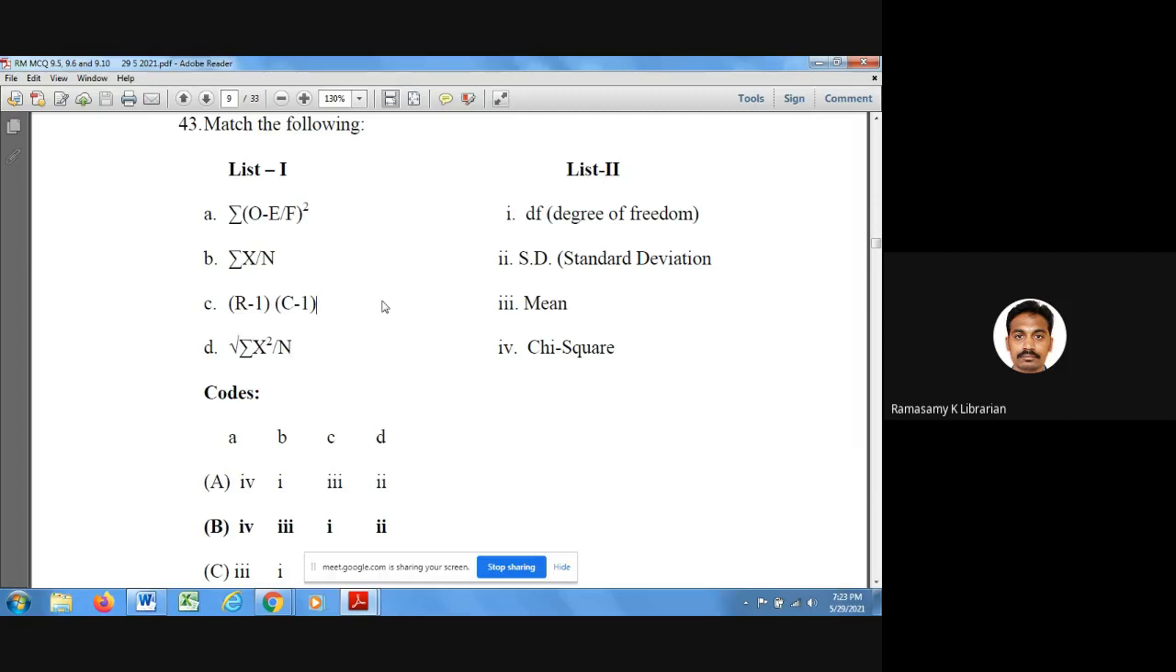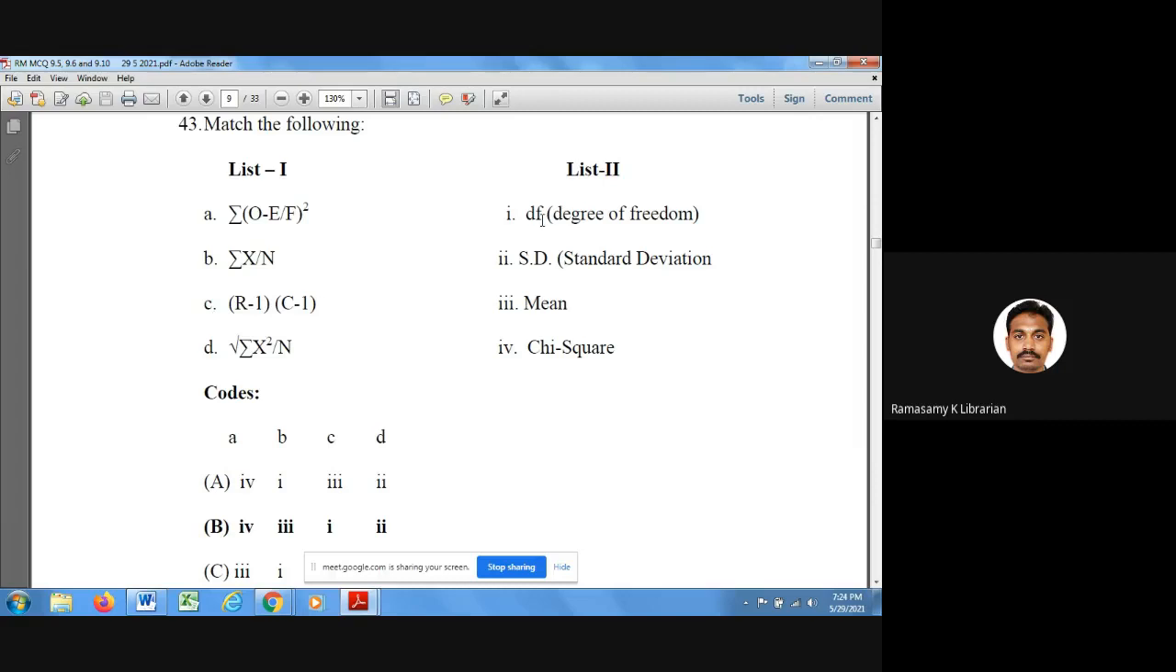If you have cross-tabulation data with two variables, you have arranged your table in a 2 into 2 structure. For example, in the column you have boys and girls. In the row, you have whether they like puttu and kadala curry, or they don't like puttu and kadala curry. So 2 into 2. When you have this kind of table, how do you calculate degree of freedom? The formula is row minus 1 into column minus 1. This is the formula to calculate degree of freedom. So the answer for C is 1, degree of freedom.